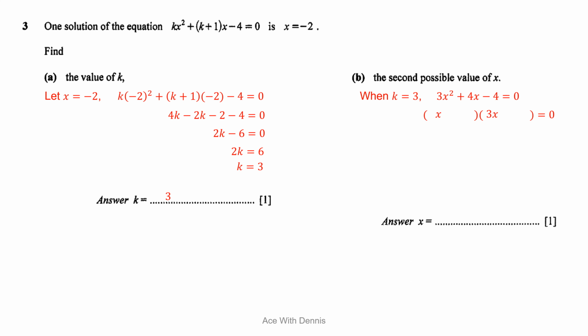So x times 3x, we get 3x squared. 2 times 2, we get 4. And this is positive 2, this is negative 2. Since the middle is 4x, hence 2 times 3x, we get 6x. Negative 2 times x, we get negative 2x. So 6x minus 2x, we get 4x. So x plus 2 equals 0 or 3x minus 2 equals 0. x equals negative 2, which is already given by the question, and the other value of x will be 2/3. Hence, 2/3 is the final answer.